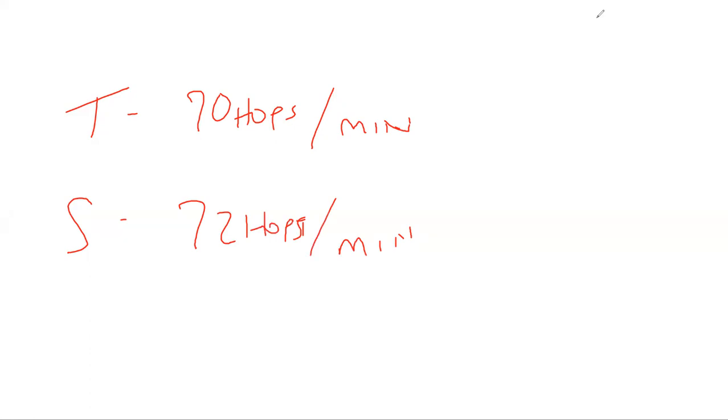So let's see if we can figure that out. Now, it'd probably be easier to break this down into seconds, right? So we could say if we go 70 hops in 60 seconds, and 72 hops in 60 seconds, how many hops per second is that? We could say that's 1 and 1/6 hops per second, right?